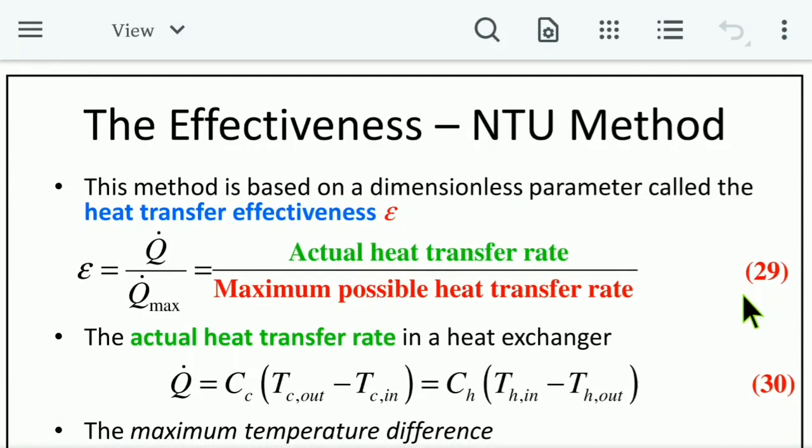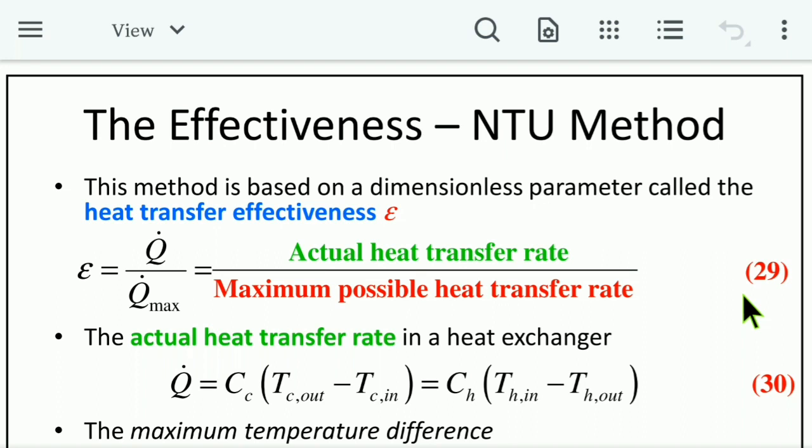Next method is the effectiveness NTU method. This method is based on a dimensionless parameter called the heat transfer effectiveness, epsilon. So epsilon is equal to Q dot divided by Q dot max. That means actual heat transfer rate divided by maximum possible heat transfer rate.